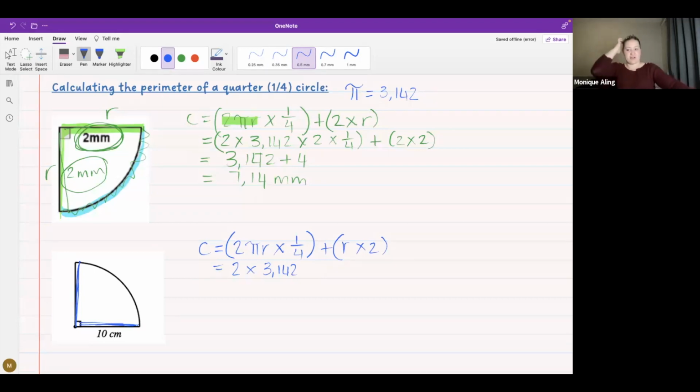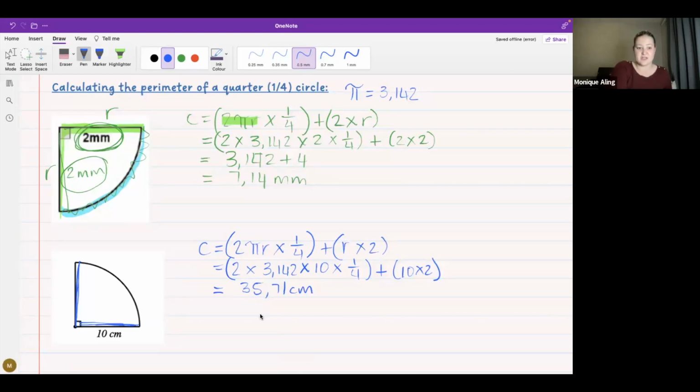Okay, let me know when you have your answer. Fantastic. Okay, so we're substituting all the necessary information into our formula. Our radius is 10, and times by 1/4. And I add 10 times 2, which gives us 35,71 centimeters, which it looks like most of you got. Okay, so don't forget we need 2 decimal places and our units.